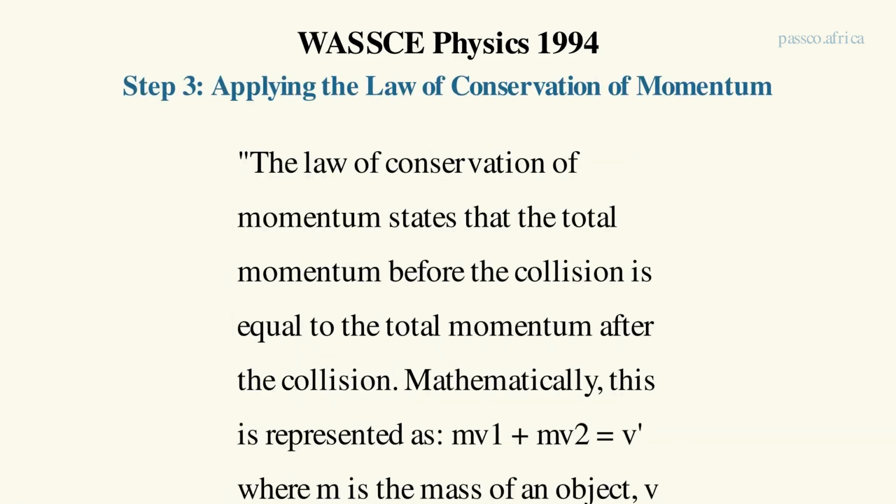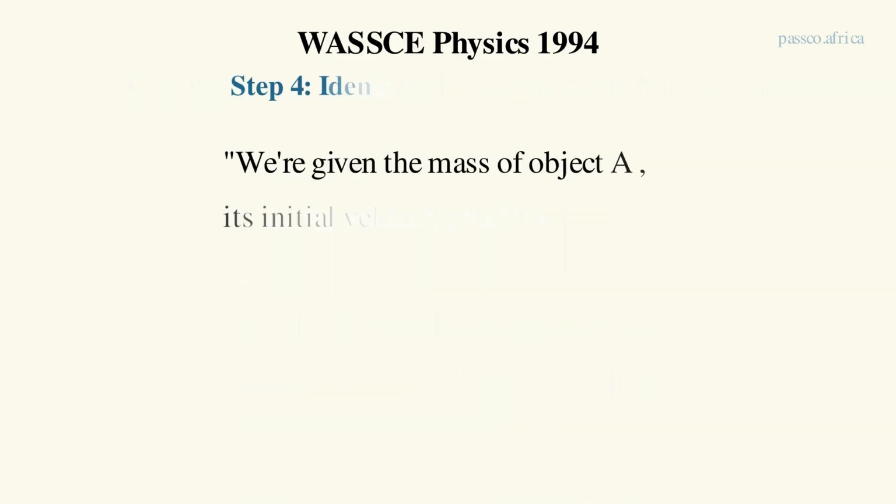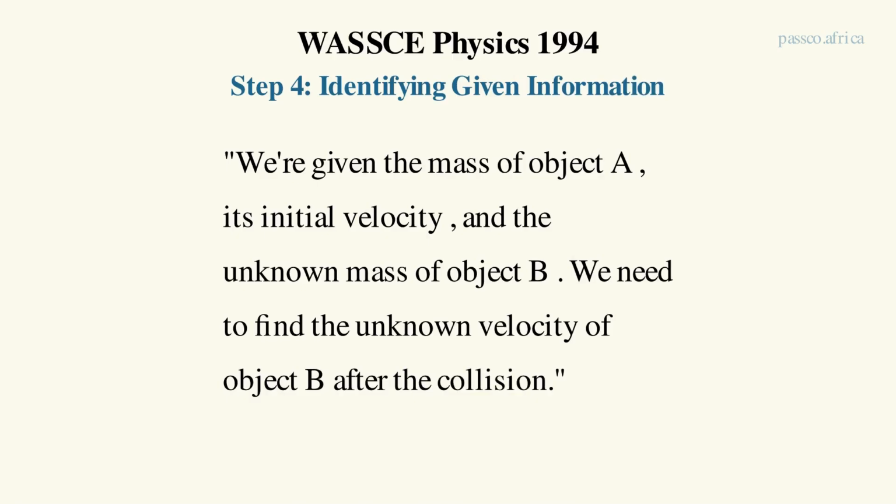The law of conservation of momentum states that the total momentum before the collision is equal to the total momentum after the collision. Mathematically, this is represented as m1v1 plus m2v2 equals mv, where m is the mass of an object, v is its velocity, and the subscripts 1 and 2 refer to the two objects. Step 4. Identifying given information. We are given the mass of object A, its initial velocity, and the unknown mass of object B. We need to find the unknown velocity of object B after the collision.